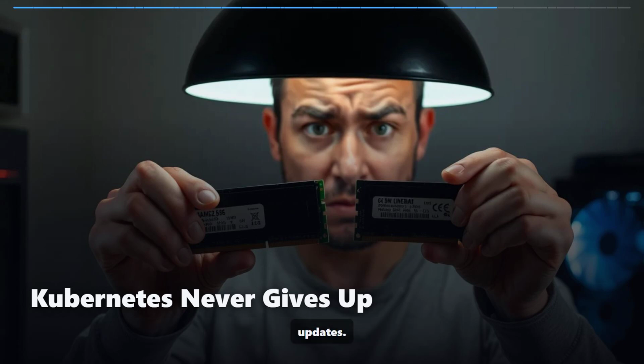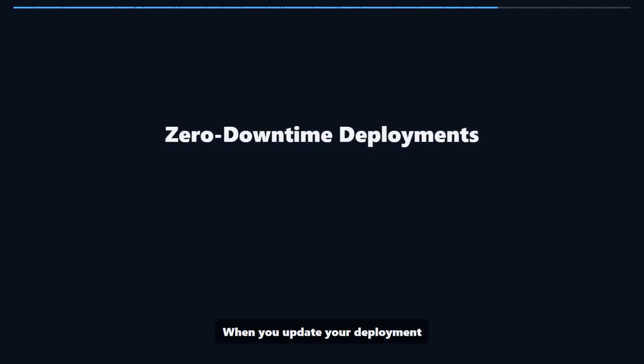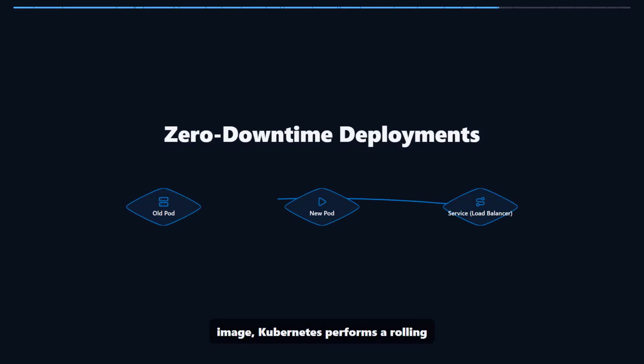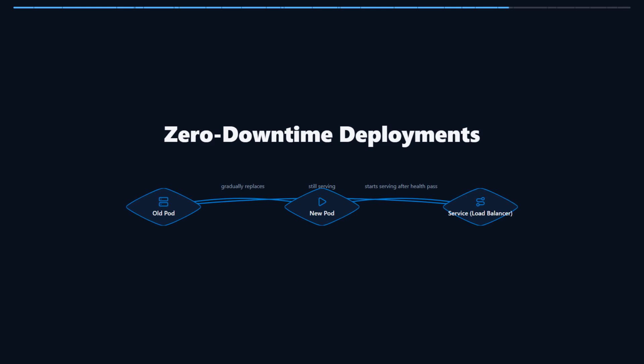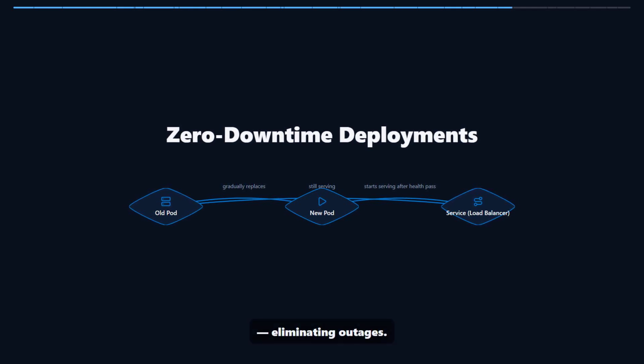rolling updates. When you update your deployment image, Kubernetes performs a rolling update. It doesn't kill all old pods at once. It creates new pods gradually, verifies they're healthy, then replaces the old ones. Throughout the process, the service continues routing traffic to healthy pods, so your users never see an error. If the new pods crash, Kubernetes can automatically roll back, eliminating outages.